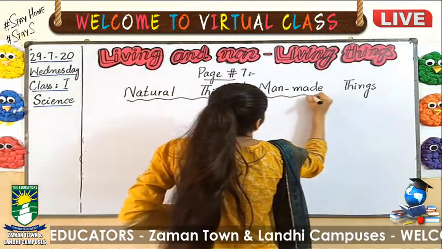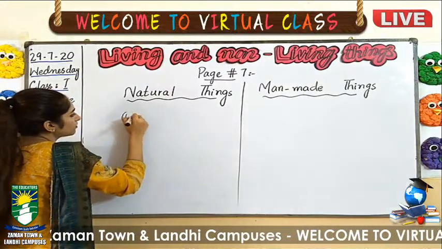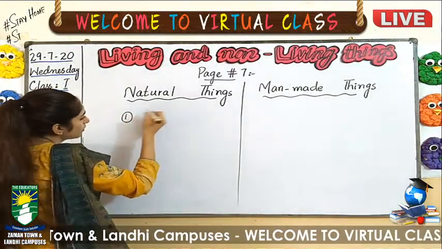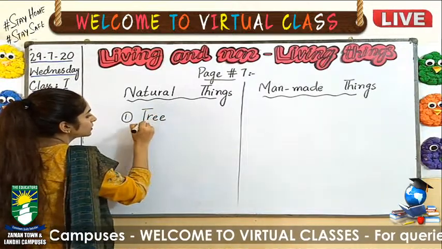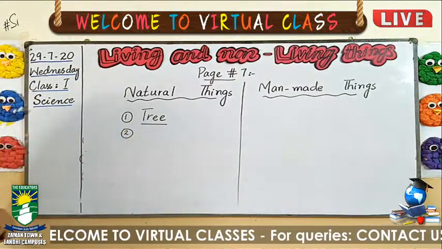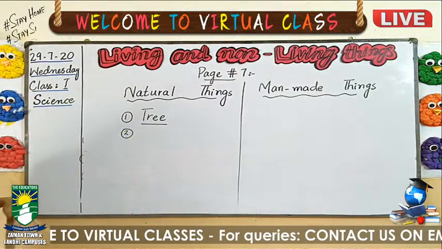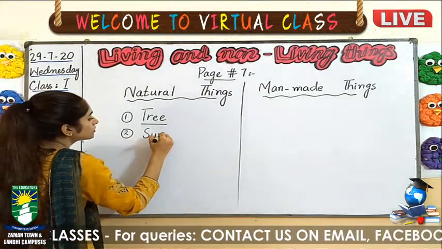Now help me writing the names of some natural things. What are natural things which are made by nature? Number 1, we can write tree. Tree is a natural thing. Write tree, number 1. Number 2, we can write sun. Sun is also a natural thing.